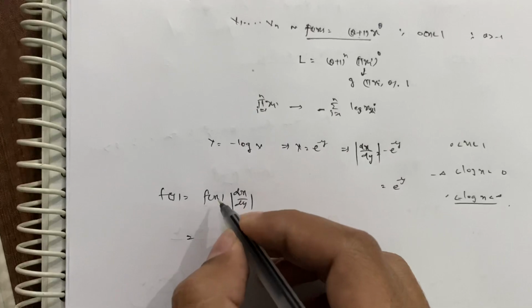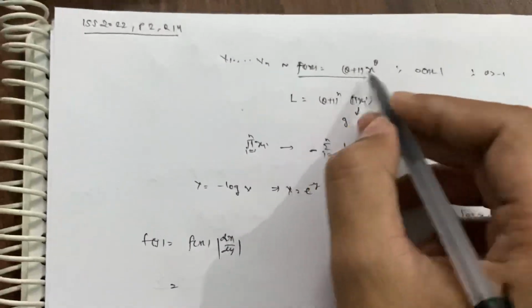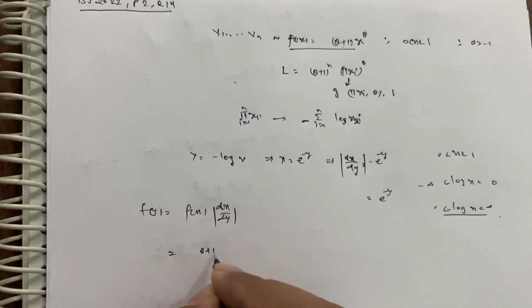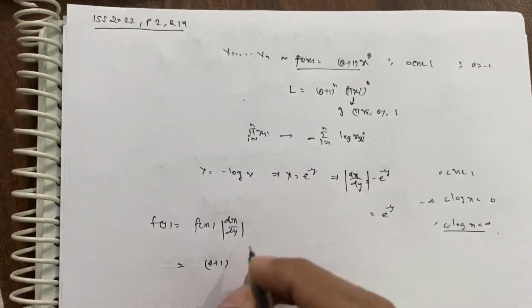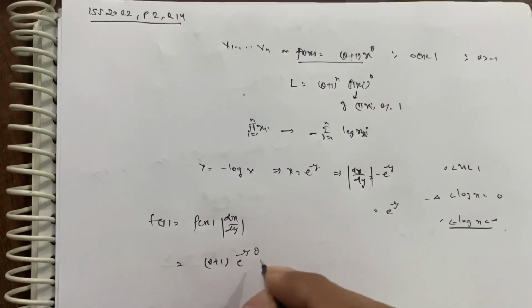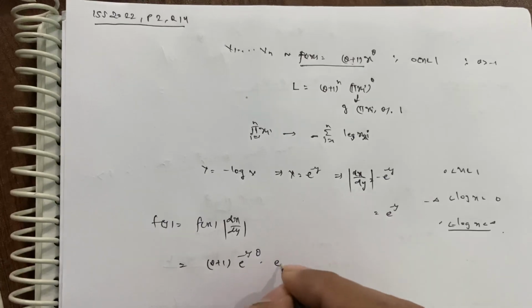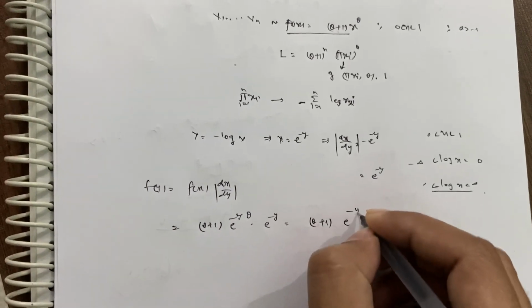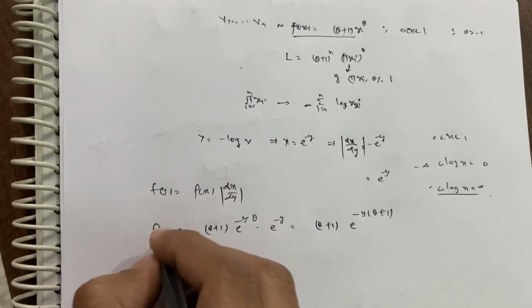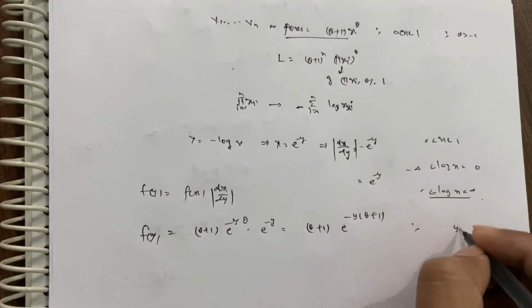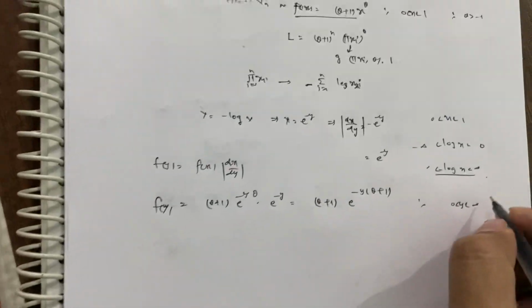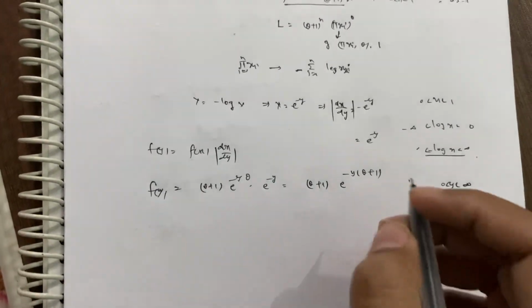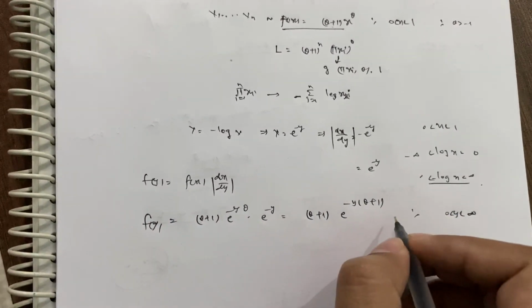So now what is f(x)? f(x) is given by (theta plus 1) x to the power theta. x is e to the power minus y, so x to the power theta is e to the power minus y theta, and dx by dy is e to the power minus y. So f(y) is (theta plus 1) e to the power minus y (theta plus 1), and y ranges from 0 to infinity. This is the y range.